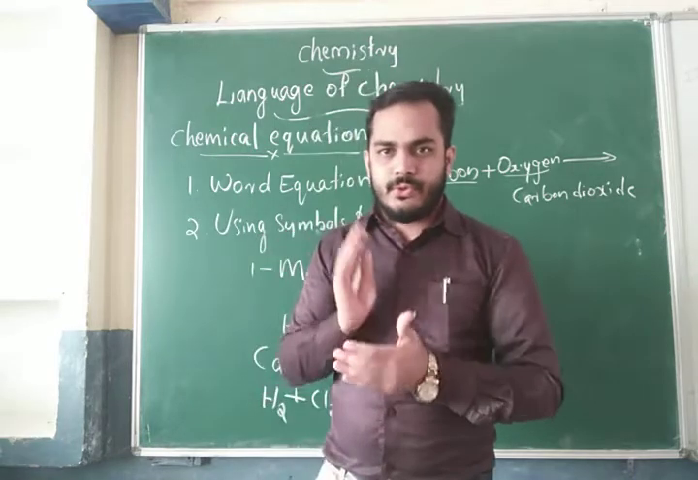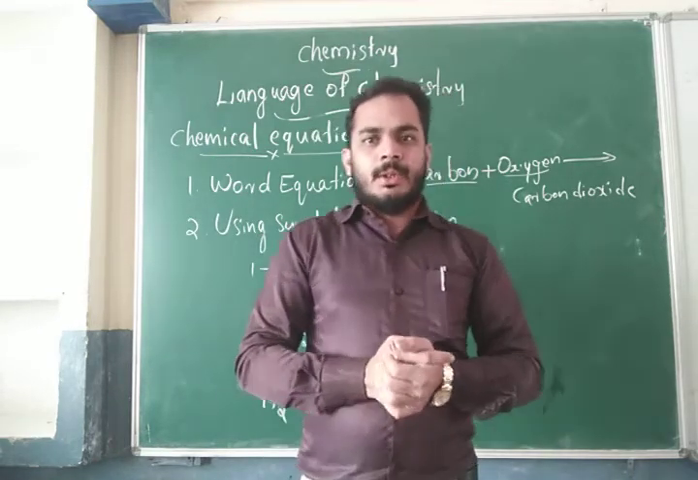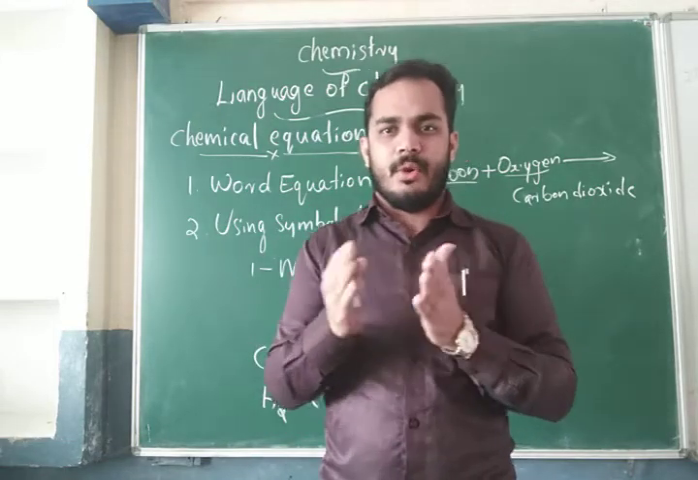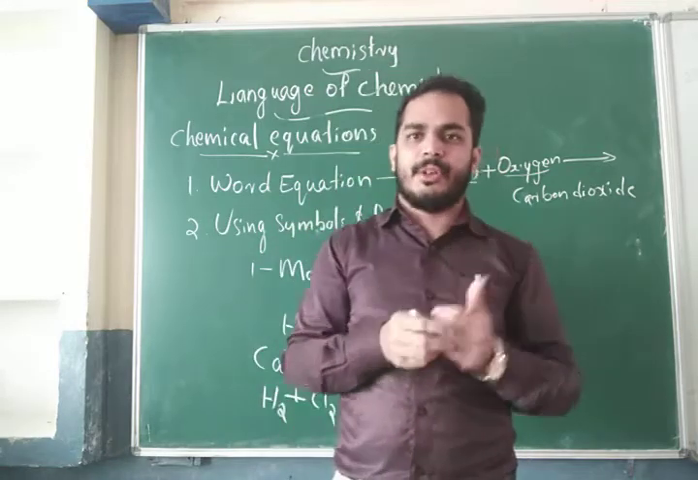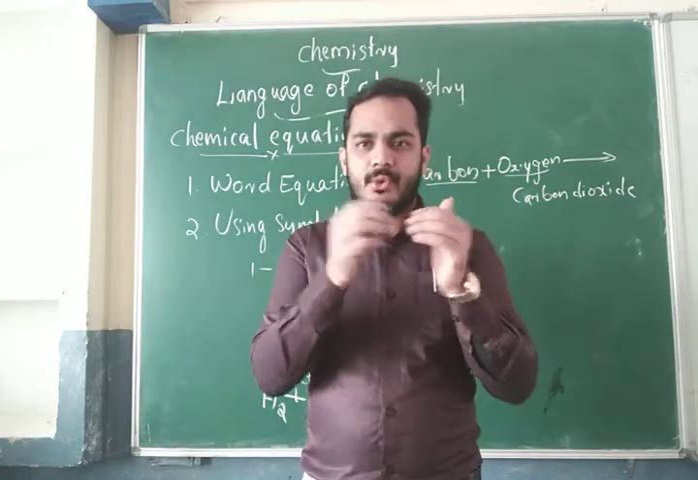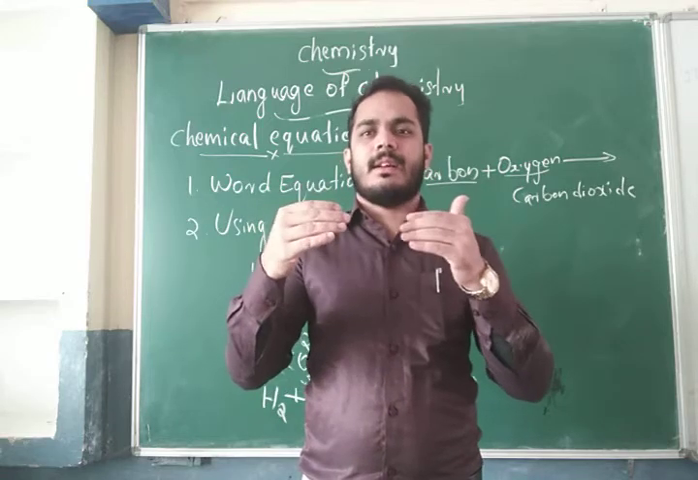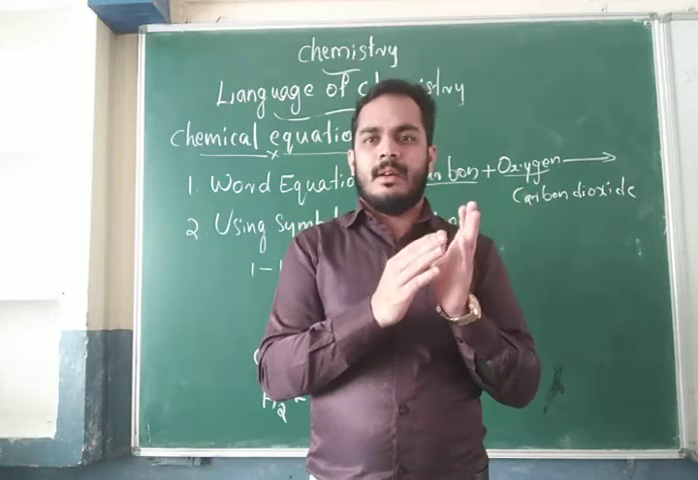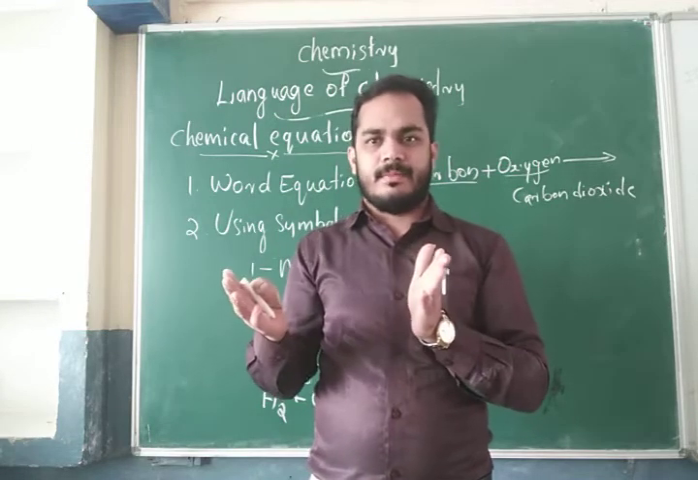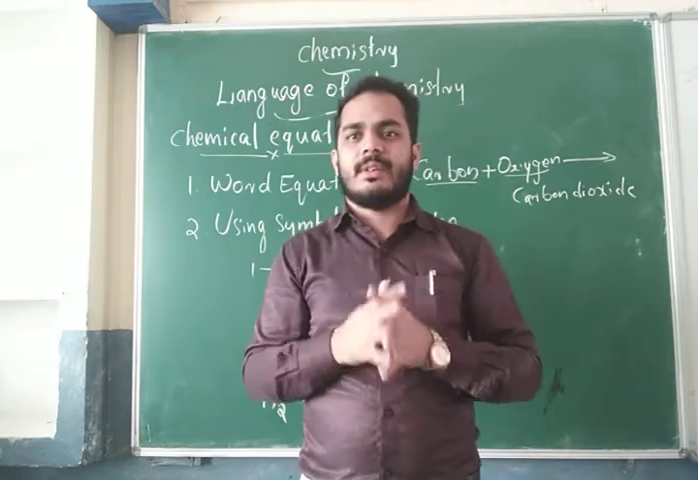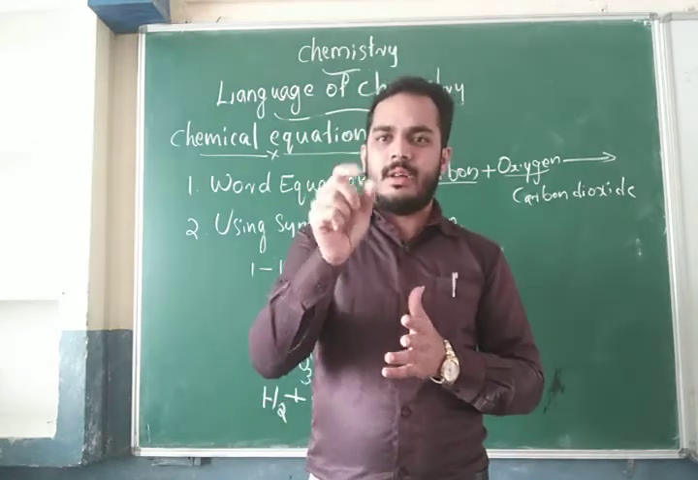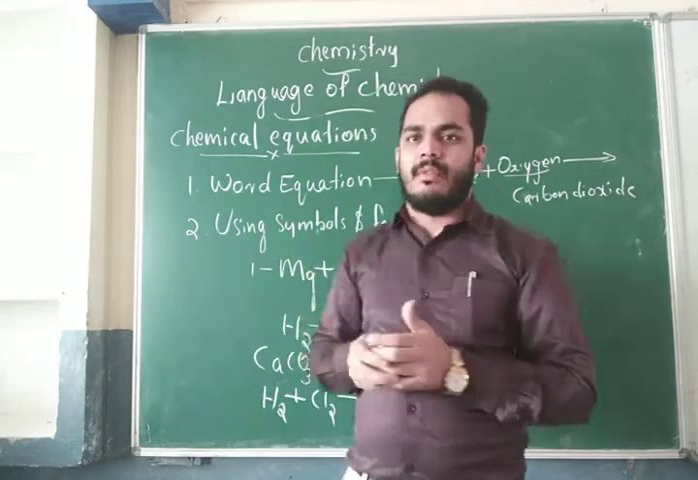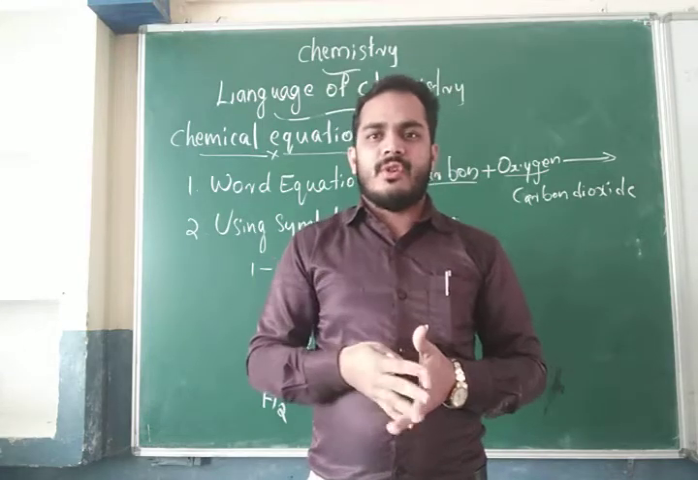I hope all of you understood this topic, chemical equations. To practice the word equation, you should choose some elements from the periodic table and try to make reactants and products. Choose two reactants and write what happens after the reaction. You should write at least 10 equations in words and 10 formulas using symbols and formulas, and practice on your own.